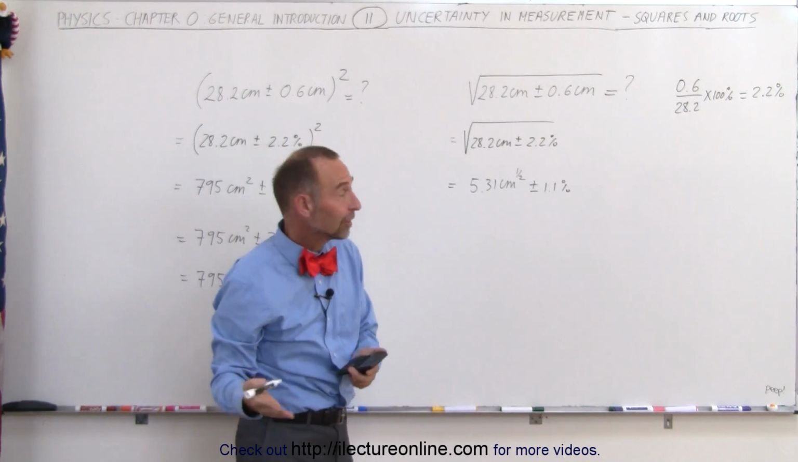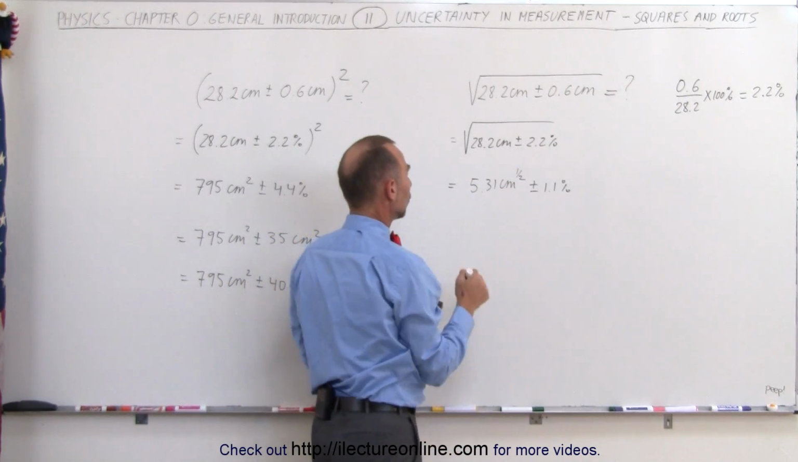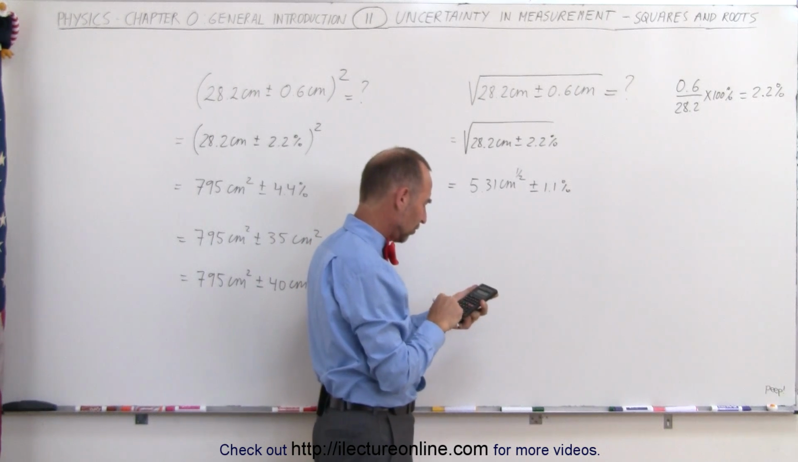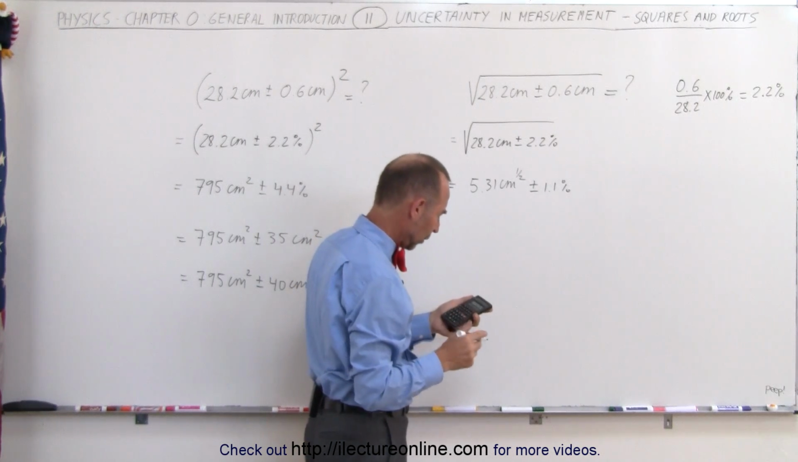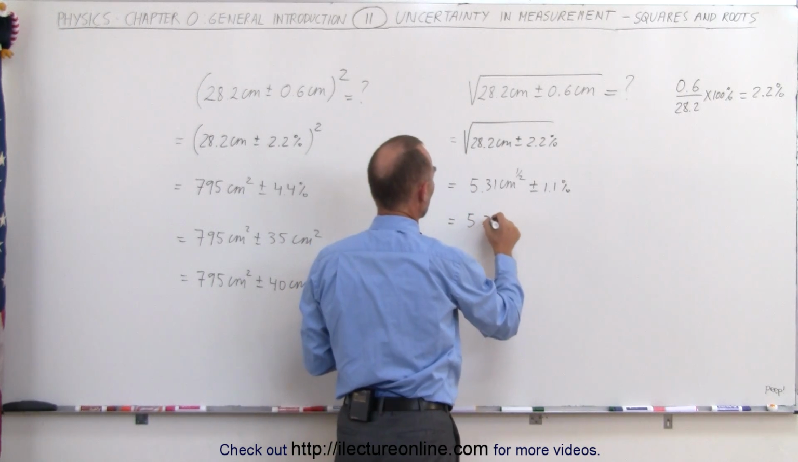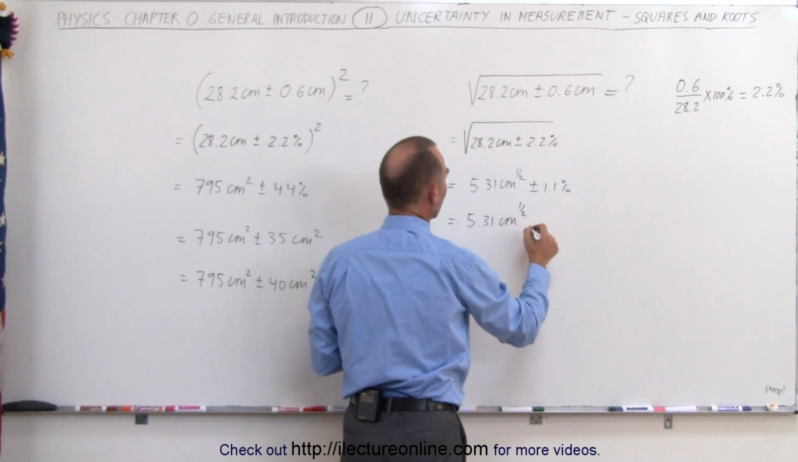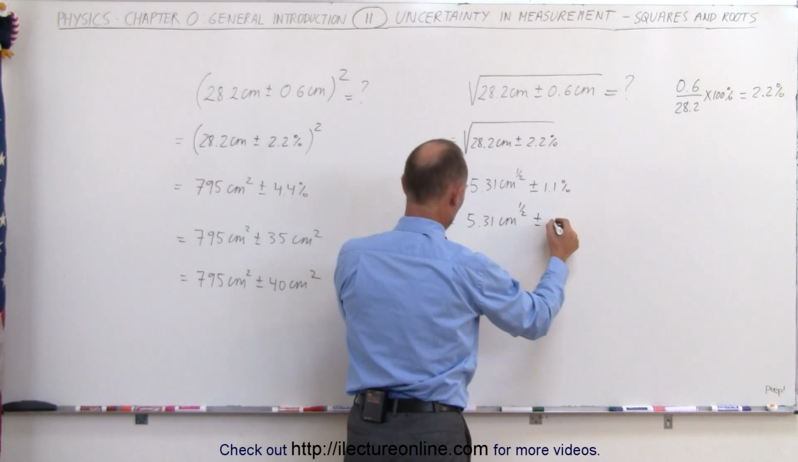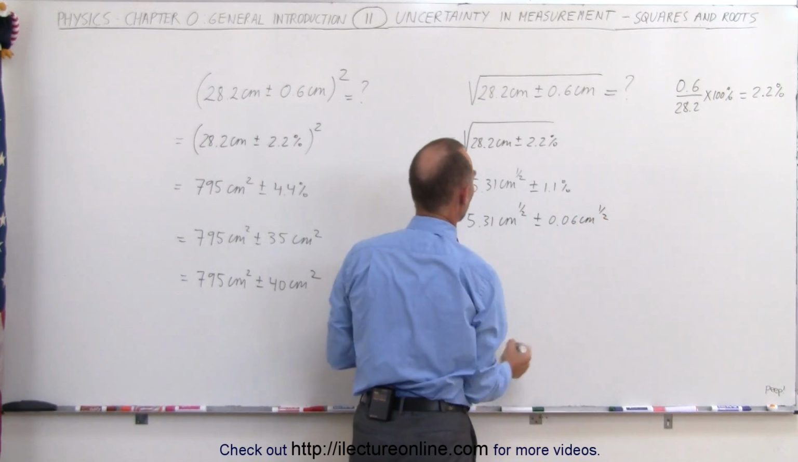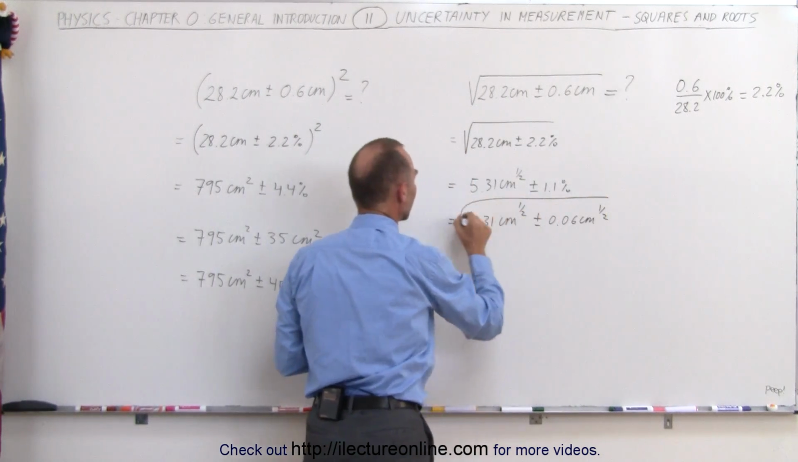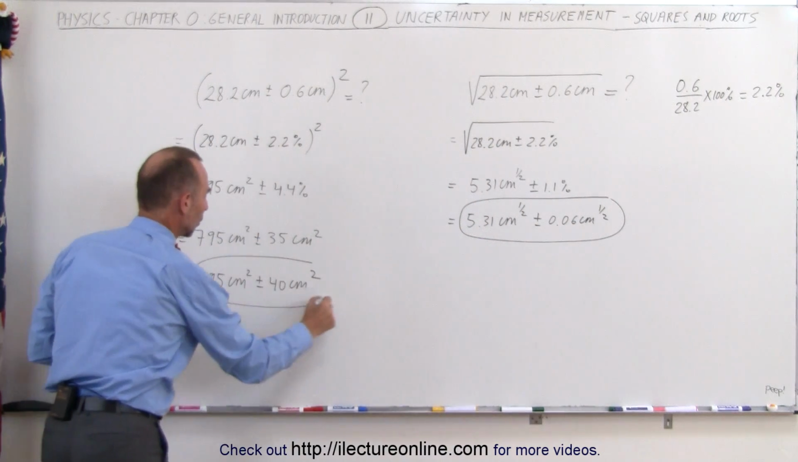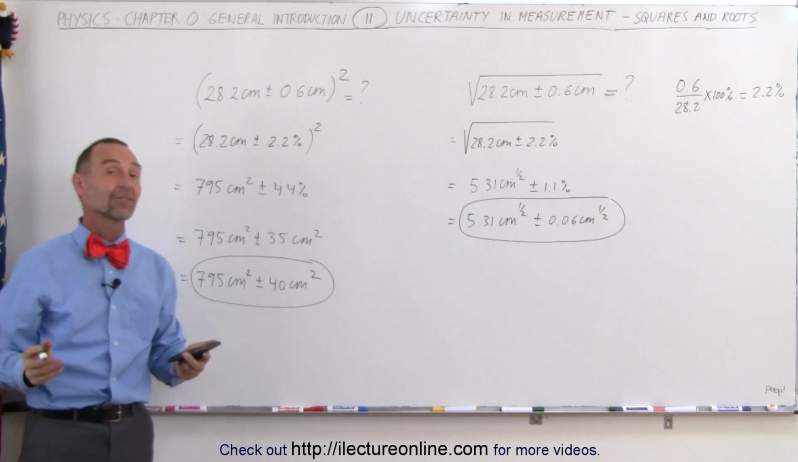And then we would convert that back to a number. So 1.1% of 5.31, so we get 5.31 times 0.011 equals, that would be 0.06. So this is 5.31 centimeters to the 1/2 power, plus or minus 0.06 centimeters to the 1/2 power. And that is the final answer when we take the square root. And this would be the final answer when we square the number. And that's how it's done.